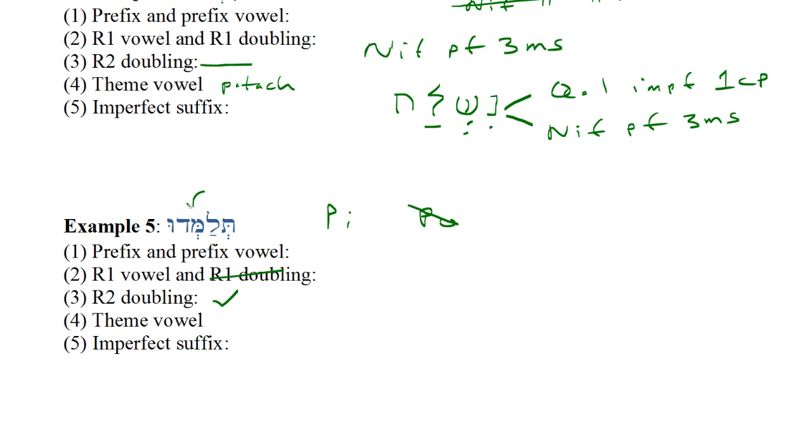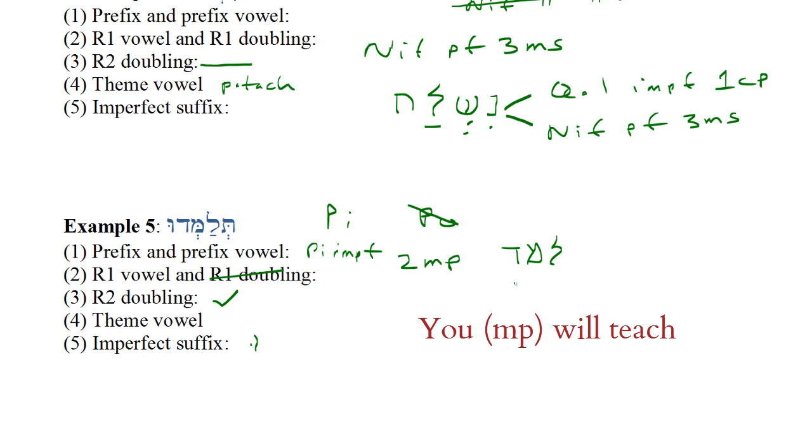Note here that because this is a shva-lamed letter and it did reduce down to a vocal shva, the dagesh forte could have been left out. It wasn't in this case, so we have the help of knowing that this R2 doubling is confirming that we have a piel. The theme vowel reduced to a vocal shva, and the imperfect suffix here is a shureq. Together with the prefix of a tav, the tav tells us second person, possibly 3fs, but the shureq tells us masculine plural. So we have a piel imperfect, second masculine plural. Our root is lamad. In the qal that means to learn, in the piel it means to teach. And so we have you, masculine plural, will teach.